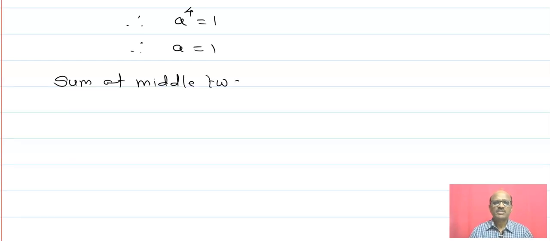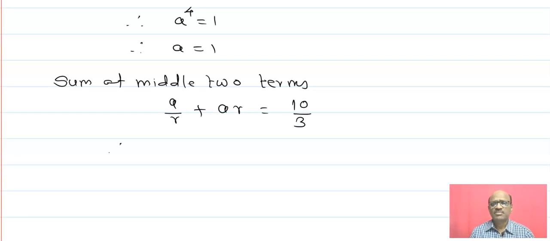Here there may be one confusion: if you take the product of the middle terms, then it is different. But here I have considered the product of all the terms. Therefore, a raised to 4 is equal to 1. Therefore, the sum of the middle two terms is a upon r plus ar is equal to 10 upon 3.